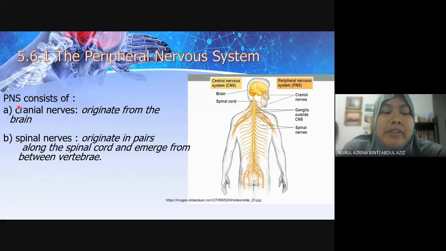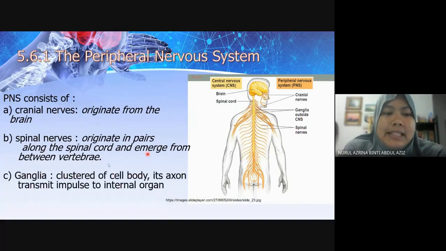Okay, so peripheral nervous system consists of cranial nerves that originate from the brain. So this is cranial nerve yang originate from the brain, and spinal nerve that originate in pairs along the spinal cord and emerge between the vertebrae. So this is our spinal cord. So nerve that originate in pairs, right? Yang daripada ke kanan ke kiri ni semua ni, dan emerge from the vertebrae, terkeluarlah daripada kita punya tulang belakang. So kita panggil sebagai spinal nerves. So ni spinal nerve.